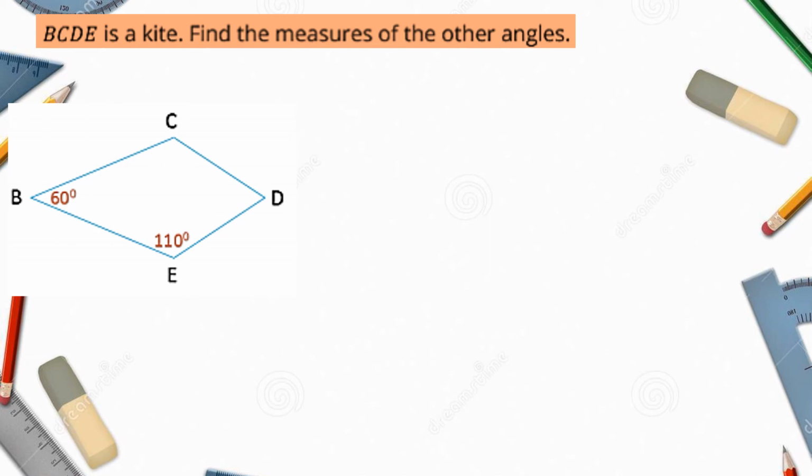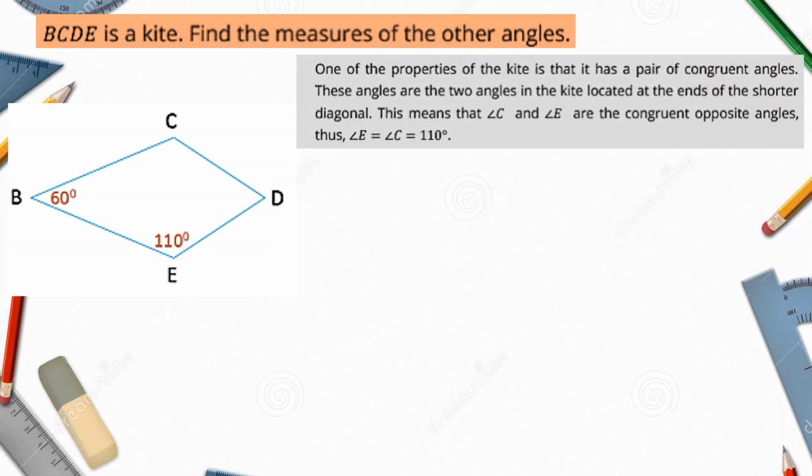So, now, let us consider this example. BCDE is a kite. Find the measures of the other angles. So, one of the properties of the kite is that it has a pair of congruent angles. So, laging tatandaan, aling angles ba yung magka-congruent? So, here we have angle C and angle E having the same measurement. So, meaning they are the congruent opposite angles. Yung ating C at E, kung napapansin ninyo, yung pinag-connect ng shorter side at longer side, sila yung nakabuo ng mga opposite angles na congruent.